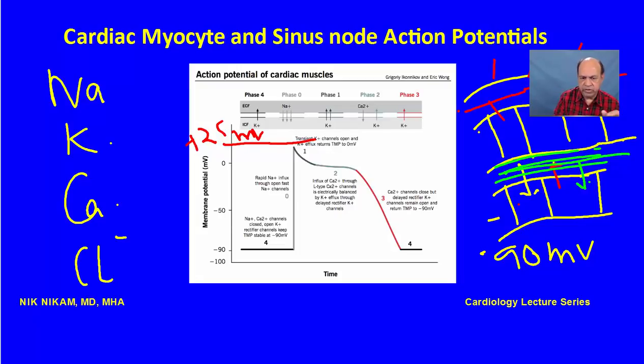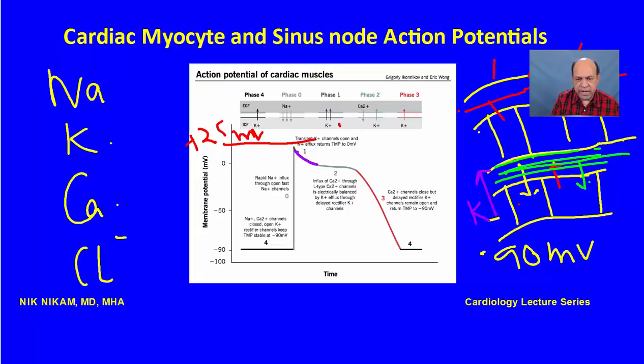Pardon my handwriting because I'm doing it on a vertical screen here. When this happens, now we have the potassium channel open up, which pushes the potassium from inside the cell into the interstitial space. That causes a slight reduction in the voltage.